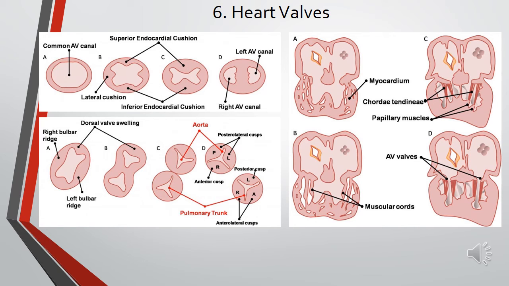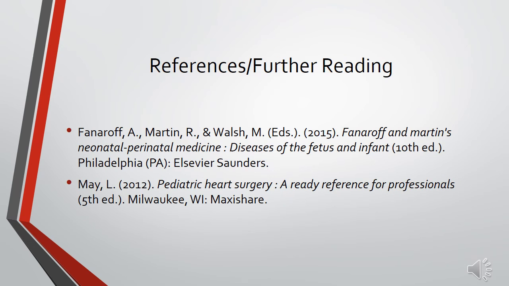The semilunar valves are formed from the bulbar ridges and the subendocardial valve tissues. The primordial semilunar valves consist of a mesenchymal core covered by endocardium. Excavation occurs, thinning the valve tissues, thus creating its final shape. That brings us to the end of this section.